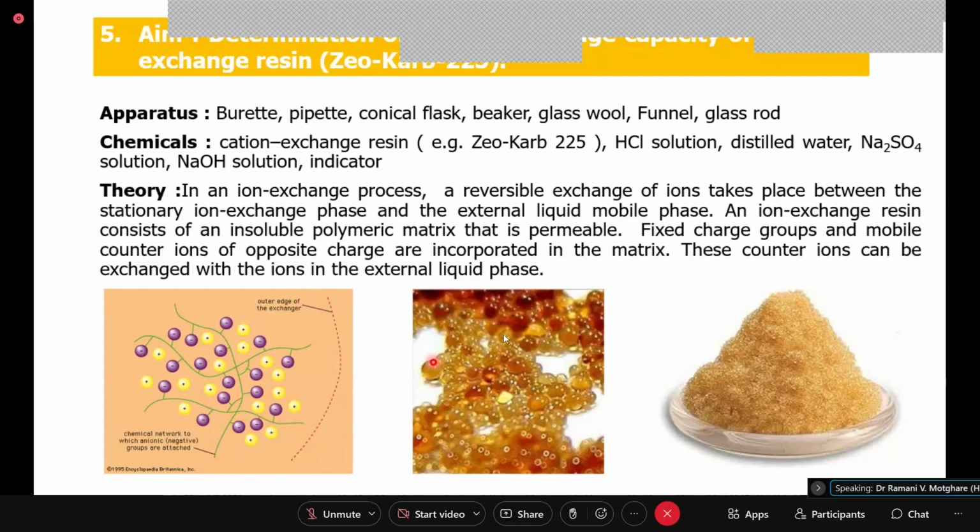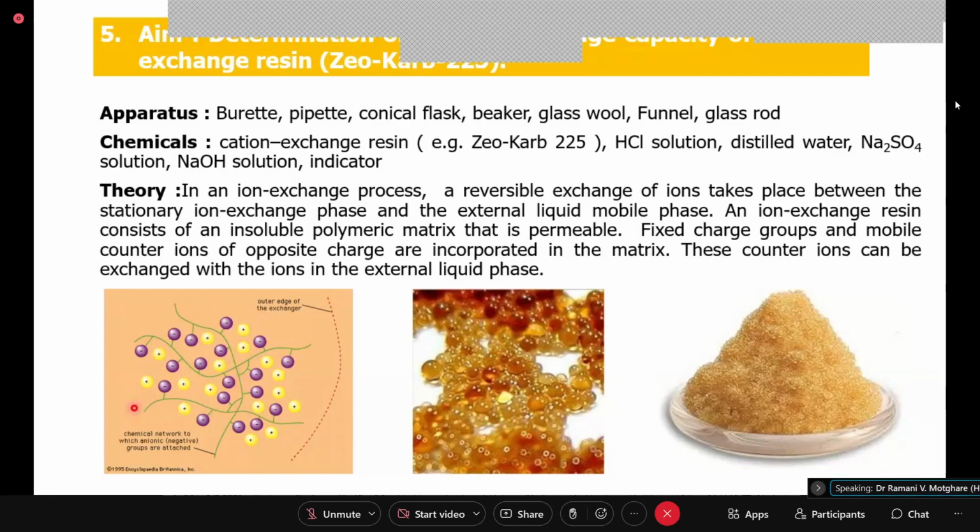Now, the resin is generally made up of a polymeric matrix, just like your polyethylene, polystyrene, PVC. Now, certain functional groups are added to this polymeric matrix, so that here you can see these purple ones are the fixed charge group. Now, the fixed charge group is negative. Now, this green line is a polymer chain, and that can be a cross-link one.